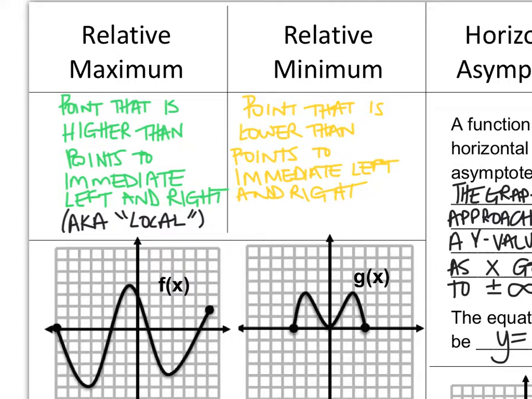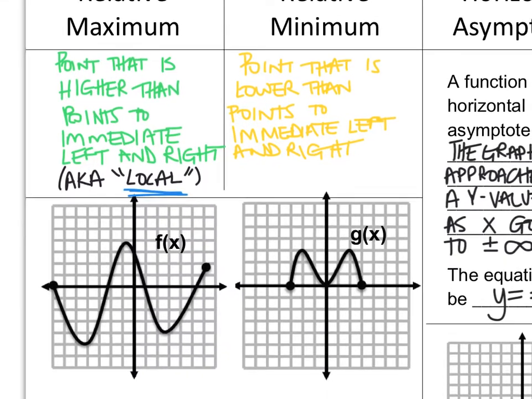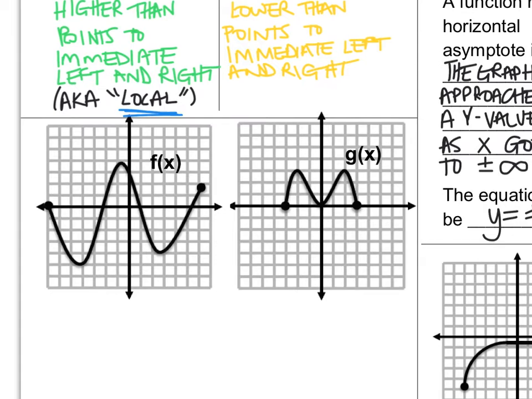So it's not about the overall picture. That's why sometimes instead of relative, you'll hear local. There is something called an absolute max or absolute min, which means you're comparing it to the entire graph, and those are a little bit easier to spot. We pretty much focus on the relative.